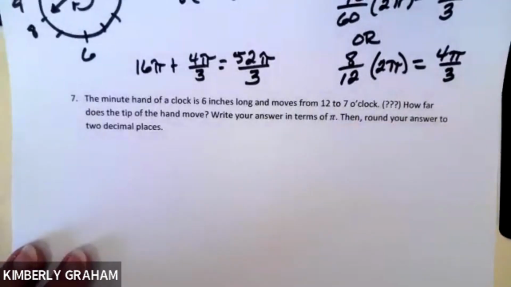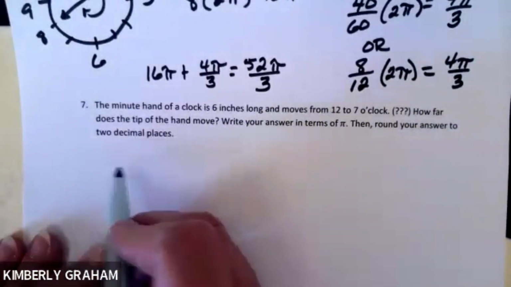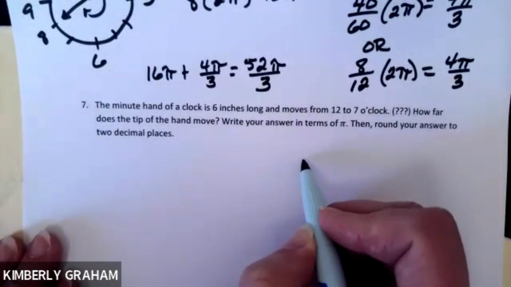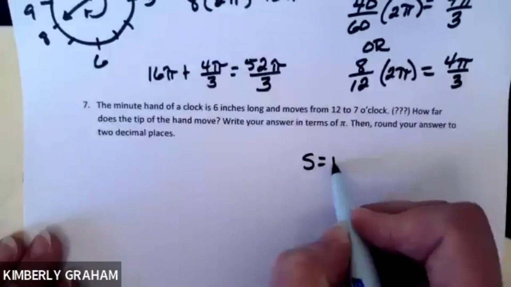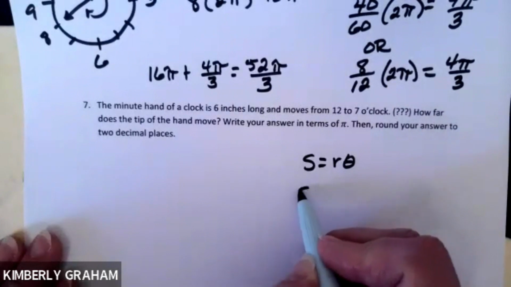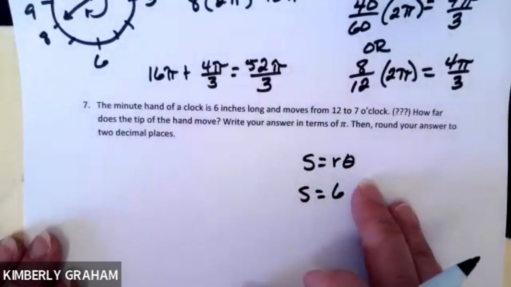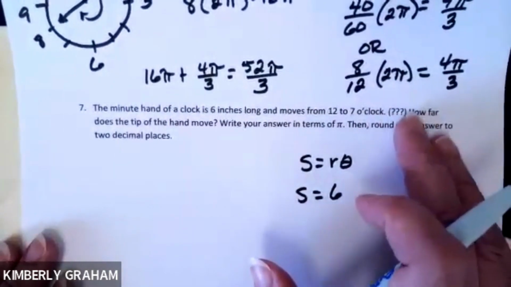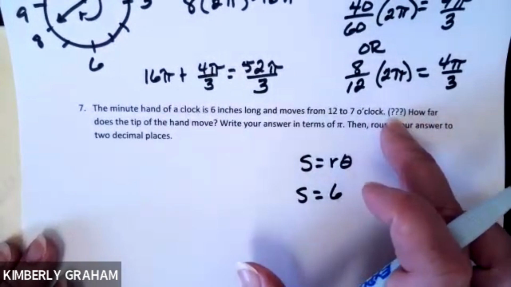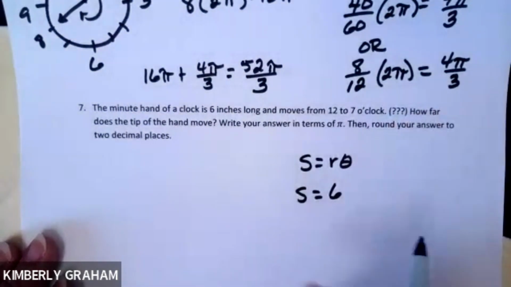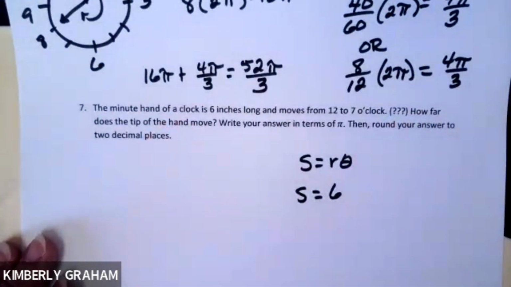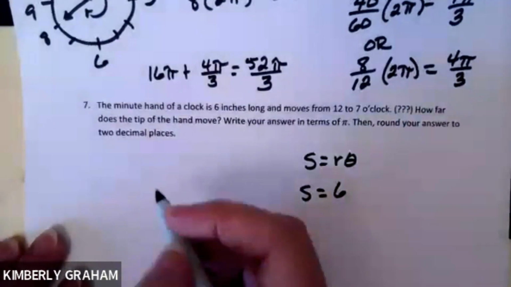And this problem is asking me to determine the arc length. So I know that my arc length formula is going to be S equals R theta. And I know that my radius, or R, is 6. I just need to figure out that theta. Now, this kind of goes back to what this little question mark is about. Now, my problem says that my minute hand is moving from 12 to 7 o'clock.